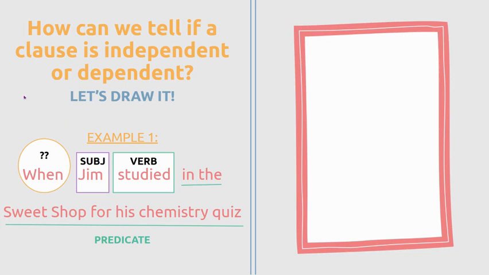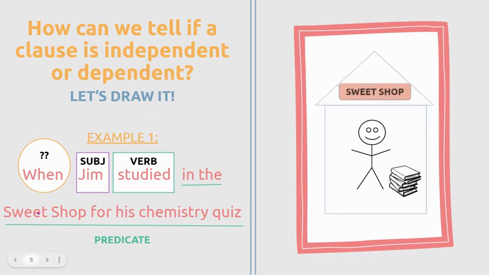So let's draw again. We have good old Jim coming back. Jim is studying with his books. He's in the sweet shop for his chemistry quiz. And he has that beaker again, right? So I have Jim studying in the sweet shop for his chemistry quiz. Now I have to look at this word for more information. When, all right. Is he studying during the day, the morning, bright sun going on? Maybe. Is he studying at night, full moon that night? I do not know.